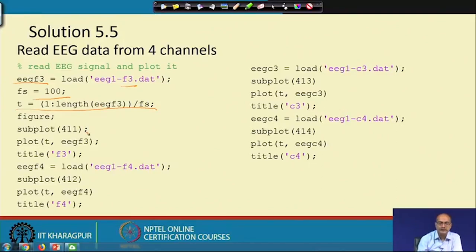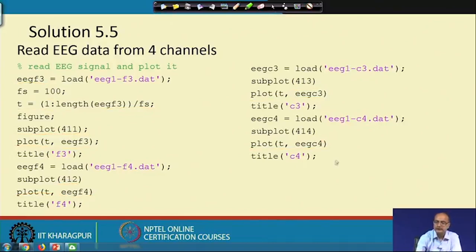To plot all the signals, we divide the plot area into four parts with the subplot command. First we plot F3, then we read F4 and plot it in the second location, or second row. Then in the third row we plot the signal C3, and in the fourth row we plot the signal C4. Here we have done that.